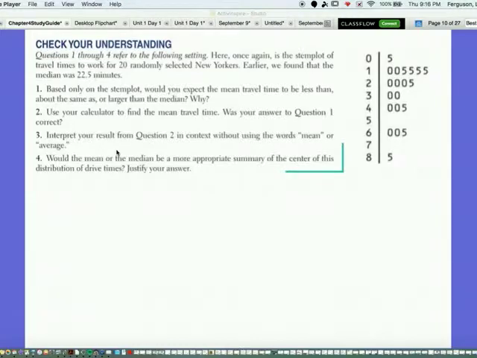For this check your understanding, you are going to refer to the following setting for questions 1 through 4. So here, once again, is the stem plot of travel times to work for 20 randomly selected New Yorkers. Earlier, we found that the median was 22.5. So number 1, based on the stem plot, would you expect the mean travel time to be less than, about the same as, or larger than the median, and why?